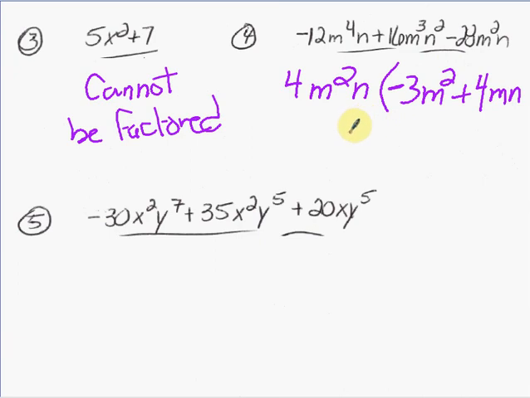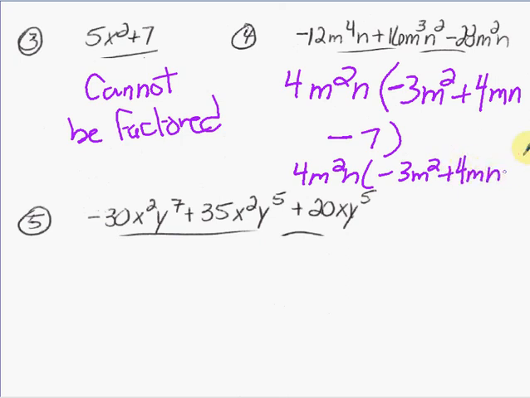You should not do this, but I'm going to do it. I need a negative 7 to get to negative 28, and that's it. Okay, so my real answer, let me write it down here because it's going to drive me nuts, is 4m squared n times the quantity, negative 3m squared plus 4mn minus 7. That would be my answer right there.